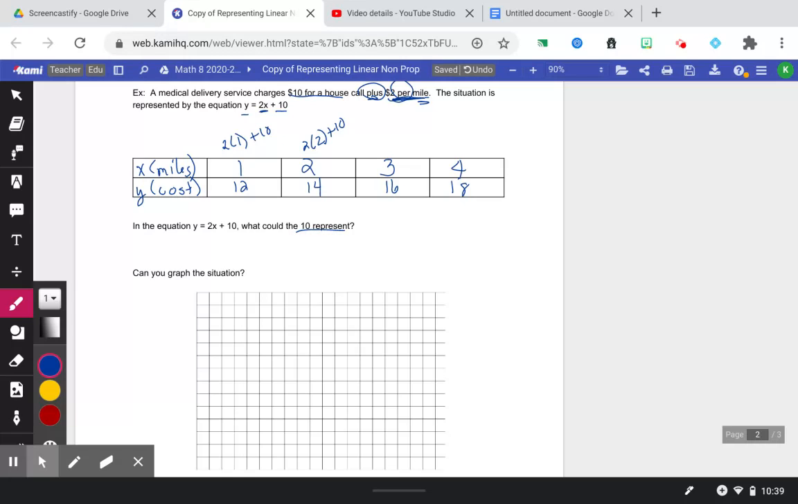So I'm going to go back up to my word problem. It says a medical delivery service charges $10 for a house call. So the 10 represents the amount that you have to pay for the house call, and that's before you even factor in the money per mile. So it's $10 initially, no matter what. It's just $10 for the initial house call.